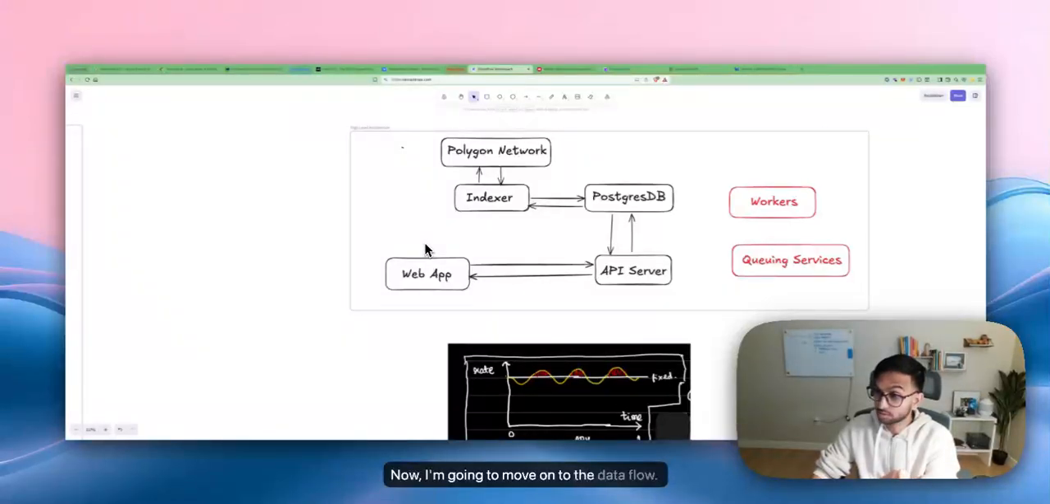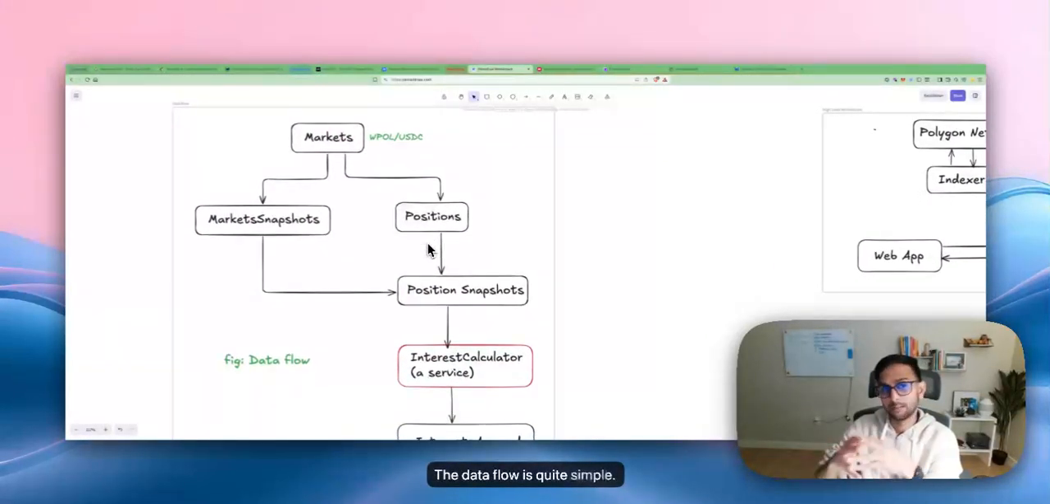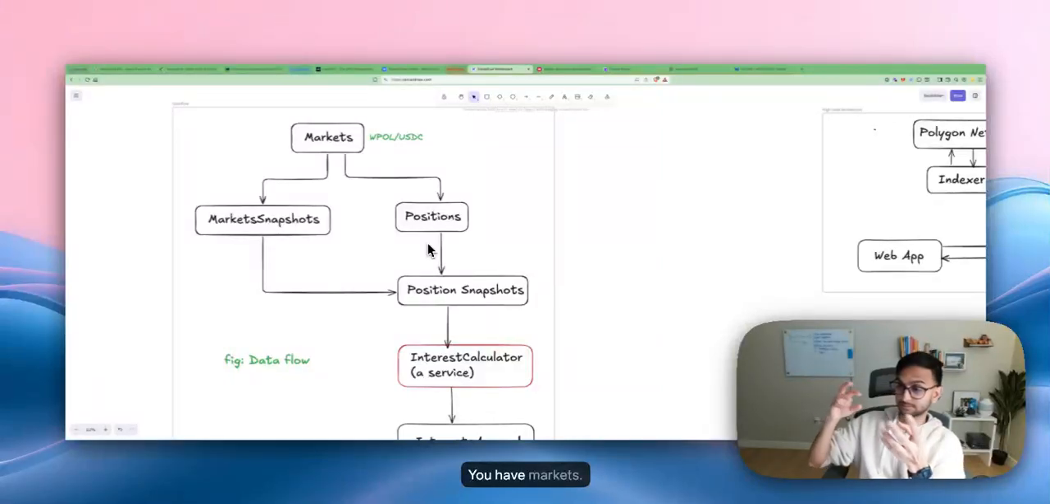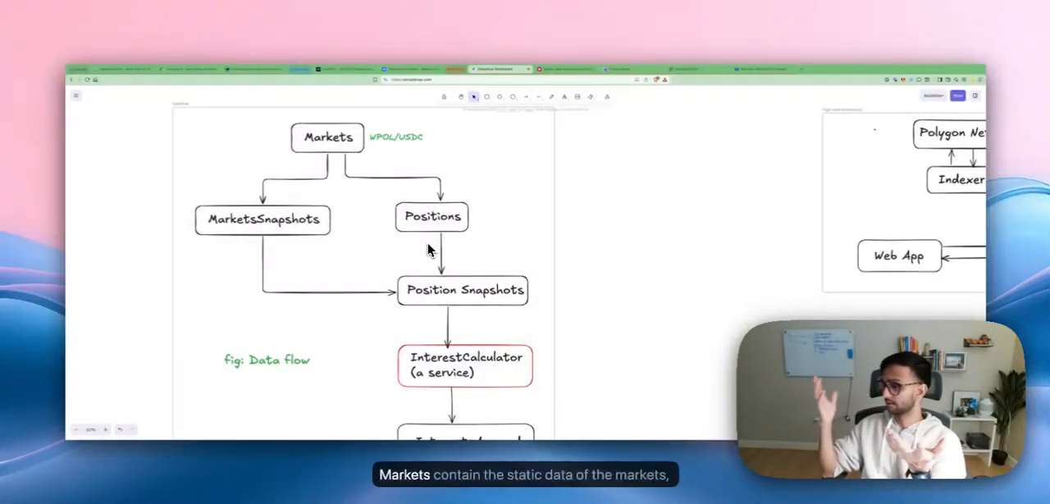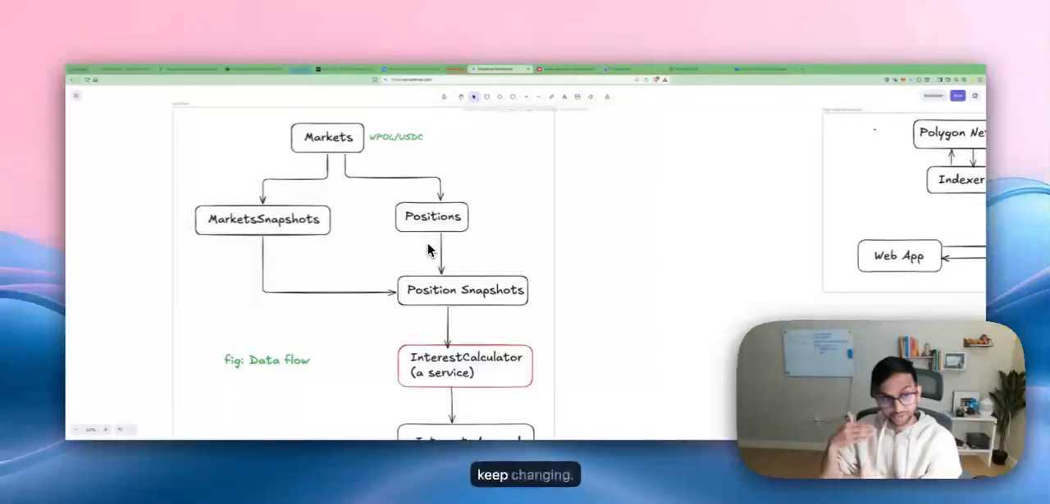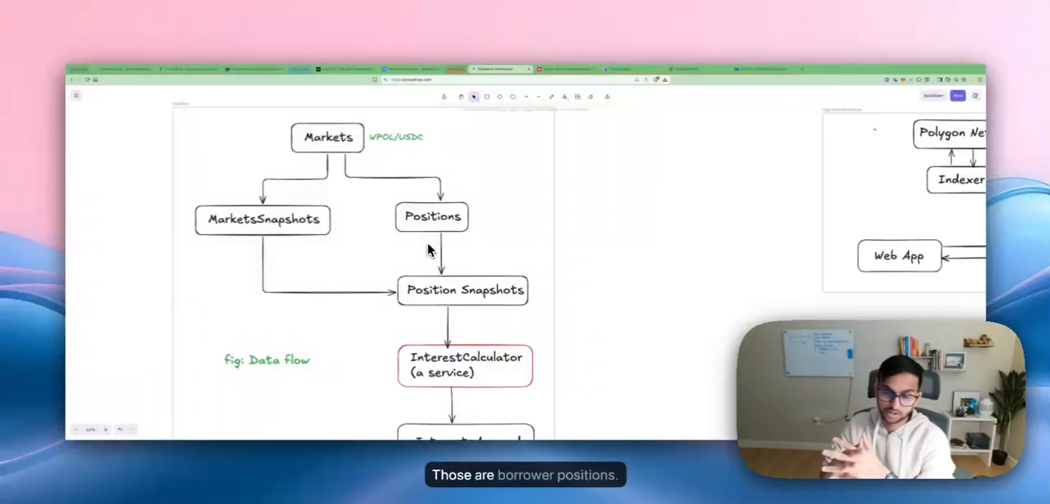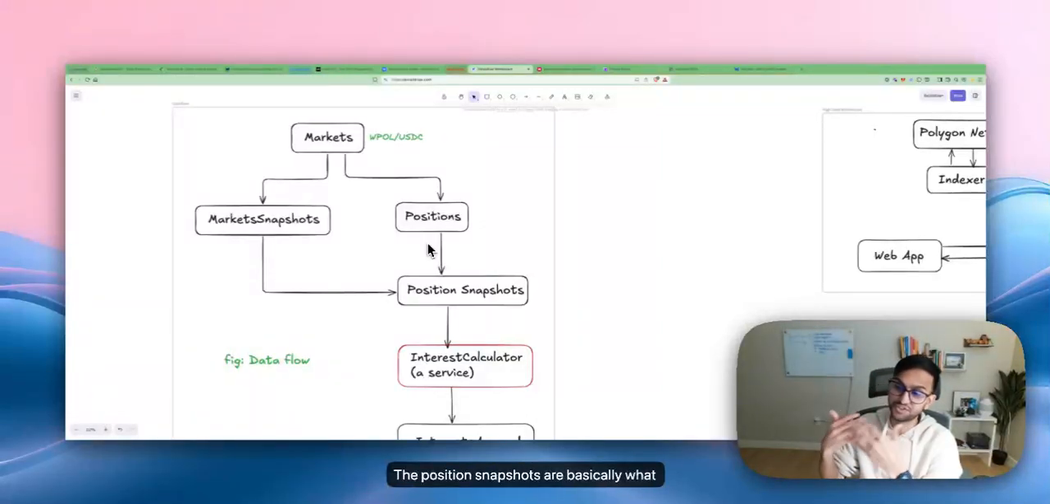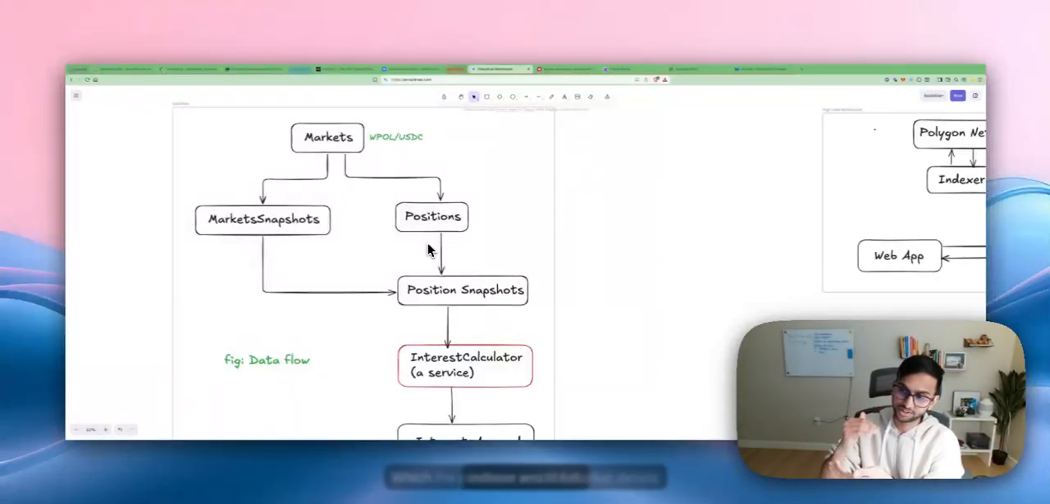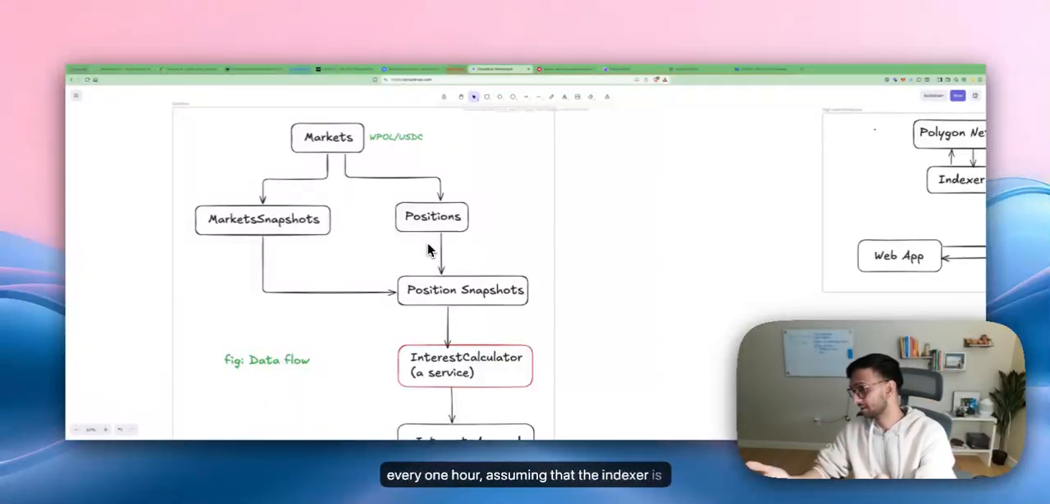Now I'm going to move on to the data flow. The data flow is quite simple. You have markets. Markets contain the static data about the markets, which is not changing data, and the market snapshot contains things that keep changing. And you have positions, those are borrower positions, and again the position snapshots are what keep changing. For the assessment I have done an hourly synchronization, which means that the indexer would fetch the positions and the market details every 1 hour, assuming that the indexer is running.